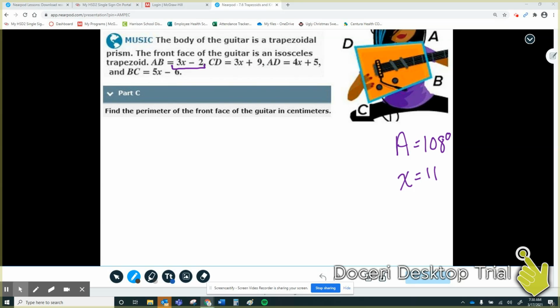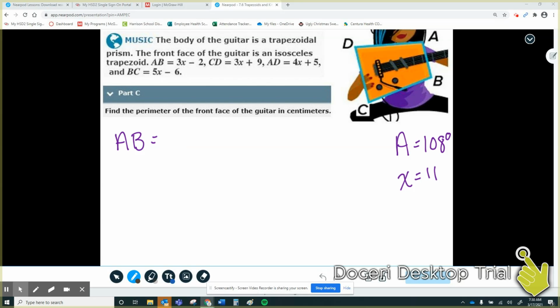And after I plug it into all four of them, I can add them together to find the perimeter, because we add the sides together to calculate perimeter. So if I plug 11 into AB, 3 times x minus 2, I get 31.